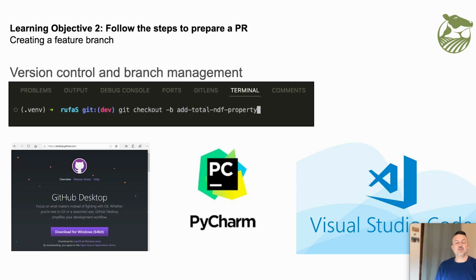Once you have an issue and are ready to address it, you will create a feature branch of the most up-to-date version of the RuFaS dev branch. A best practice is to name the new branch something relevant to the issue you are addressing. Here, because the issue I'm working on is creating a new property for the total NDF, I'm naming the feature branch add total NDF property. I personally use and enjoy VS Code as my IDE and use the command line interface to do my version control and branching. Other people on our team use PyCharm or the GitHub desktop app, and there are plenty of other options. Use whatever works best for you.